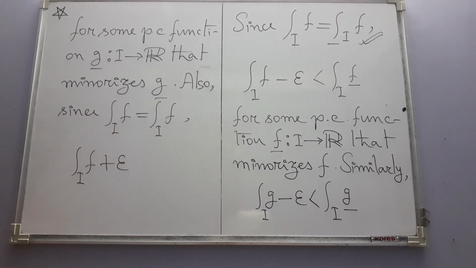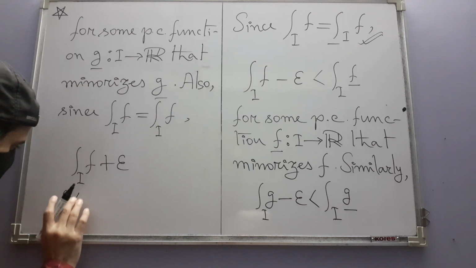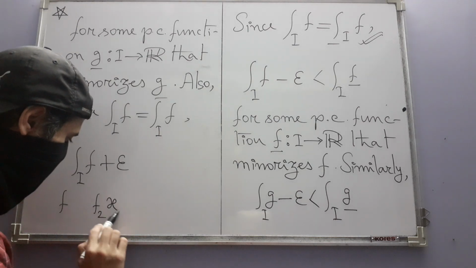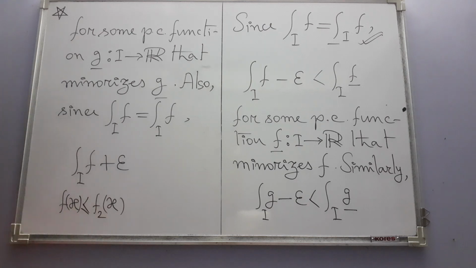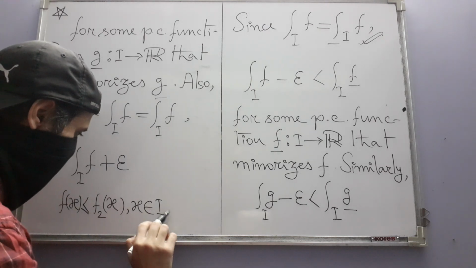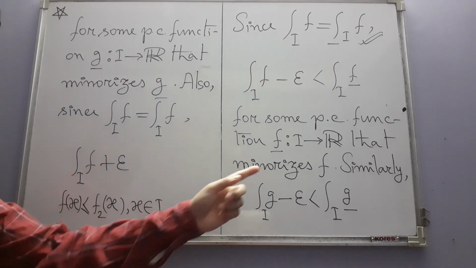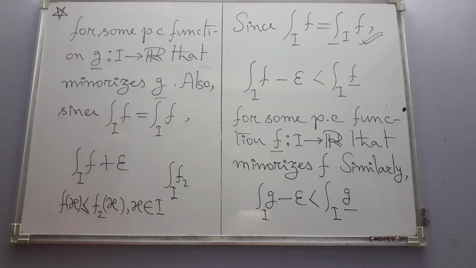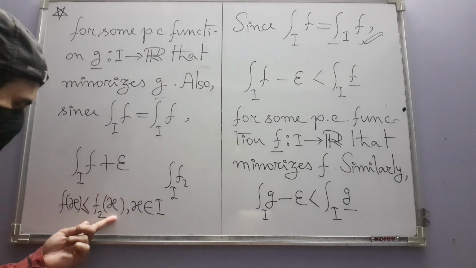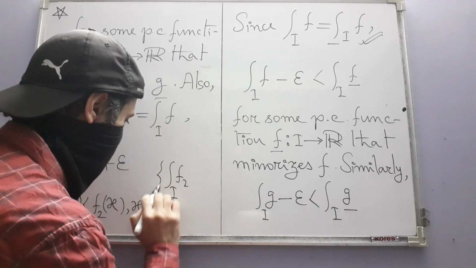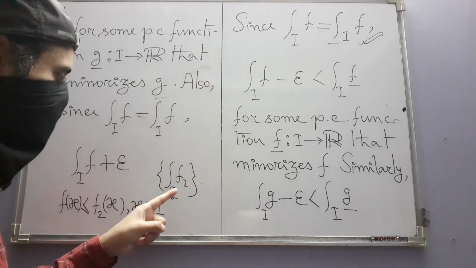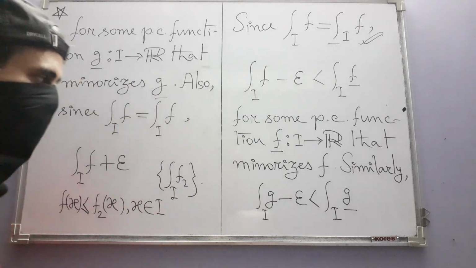For the upper integral of f, this time we consider a majorizing piecewise constant function. That is, a function say f2 which majorizes f on the interval I, which means that f2 of x is greater than or equal to f of x for all x belonging to I. What we then do, just like that case, is consider the integral of such f2, take all such integrals of all piecewise constant functions which majorize f on I, and make a set out of them. This time that was the least upper bound. This is the greatest lower bound of this set.